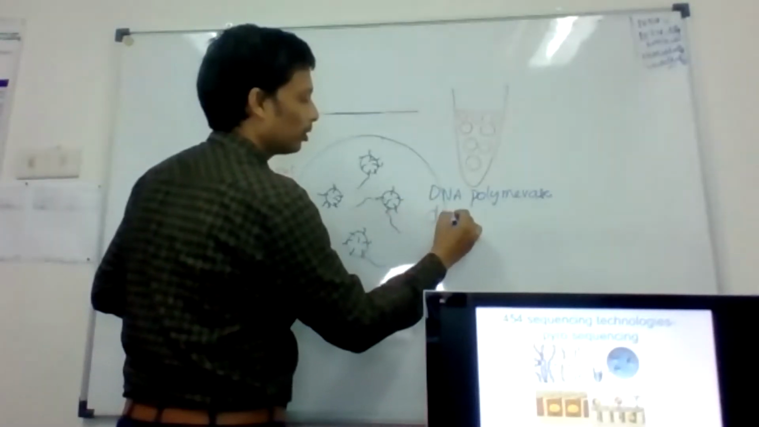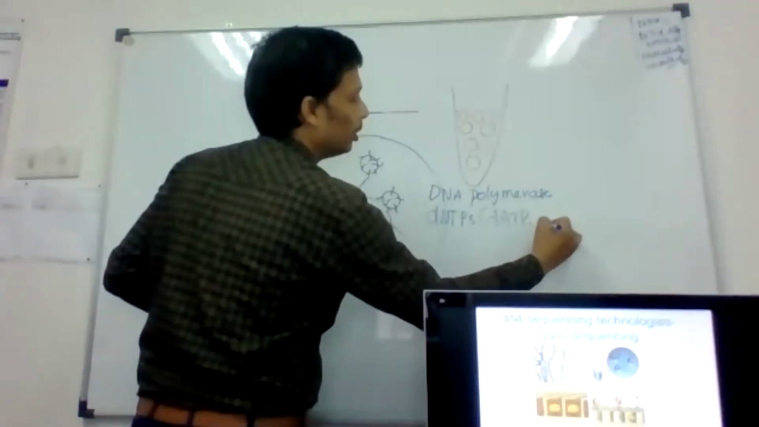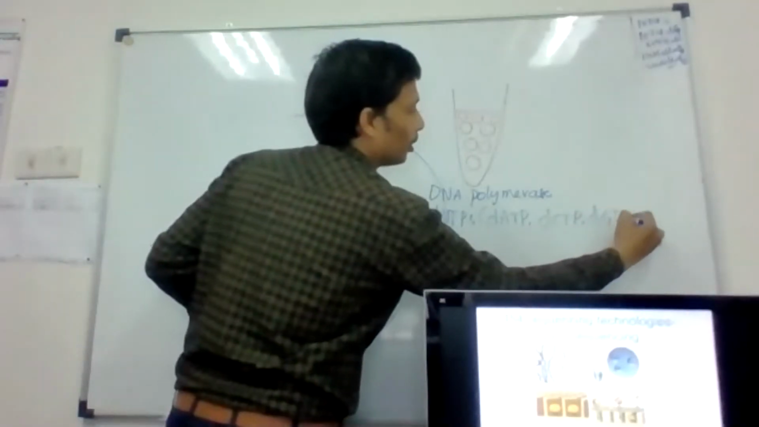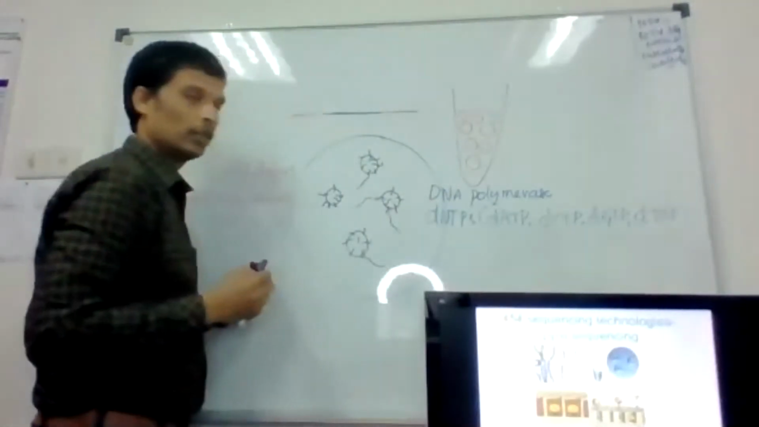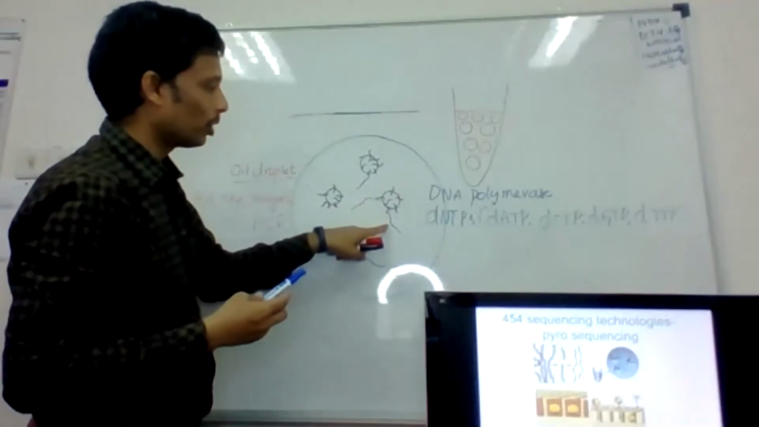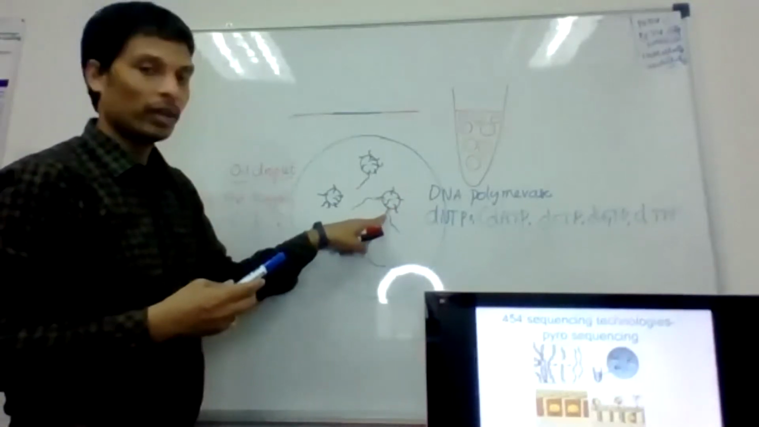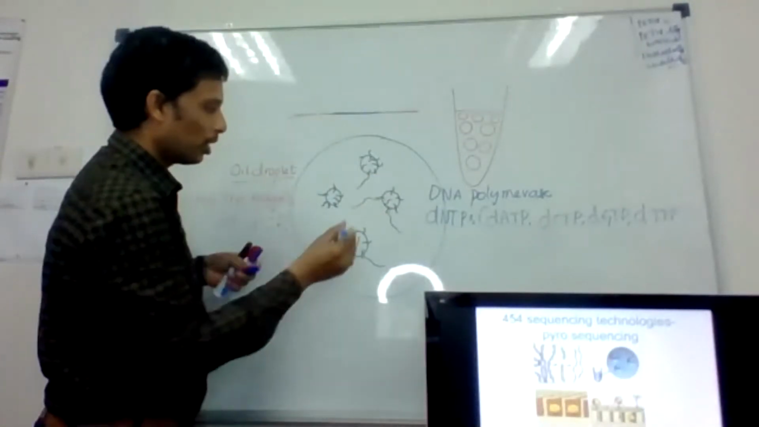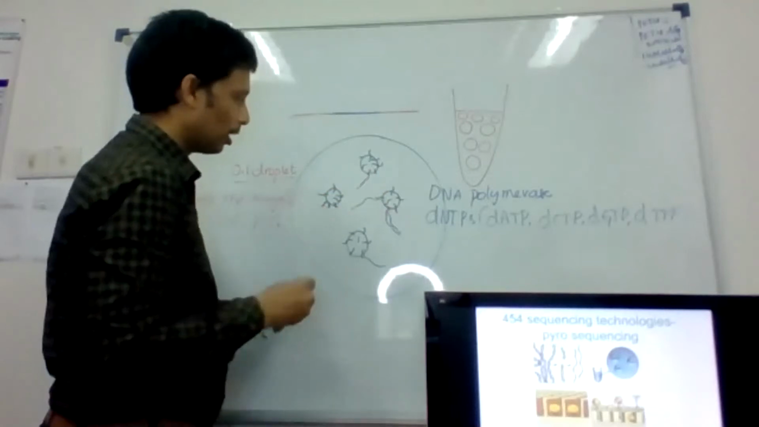And the dNTPs, what are those? dATP, dCTP, dGTP, and dTTP. All will be there. So when the DNA polymerase is there, the DNA template is here, the dNTPs are here, and the oligo or primer is bound at one end, it just amplifies the other strand.